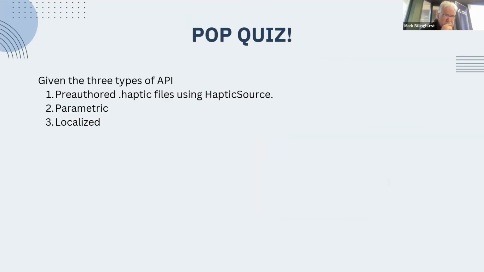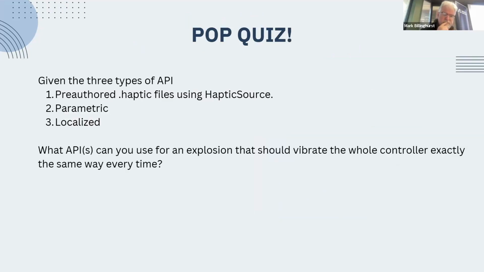So now, given the three types of API that we have mentioned, we'll do a pop quiz. Could anyone please tell me what API, it could be multiple, you can use for an explosion that should vibrate the whole controller exactly the same way every time? No matter what, every single time I want the exact same vibration, which one should I use? The first one? Yep.